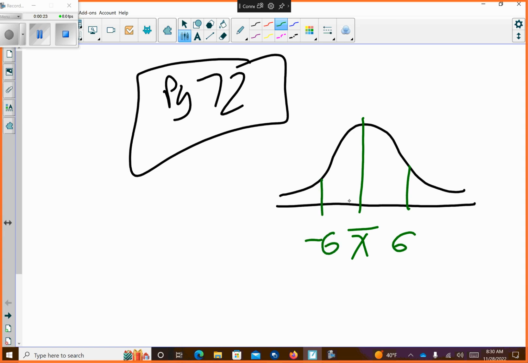All right. So what percent of data fills in this whole region between the green and the green? 68. So 34 on one side and 34 on the other. Agree?